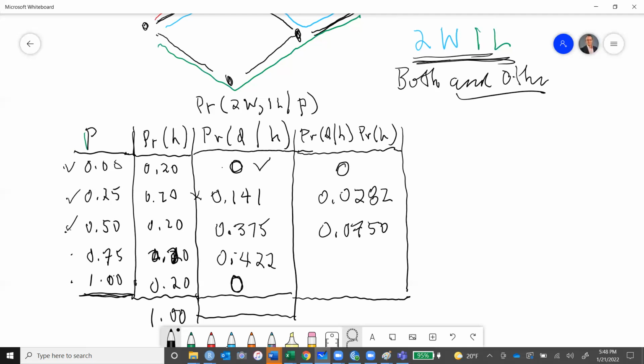And 0.75 happens 20% of the time, and the data in the presence of that particular hypothesis happens 42.2% of the time. And lo and behold, I don't think anybody's surprised by this. And 1. Now, just like what we did before.